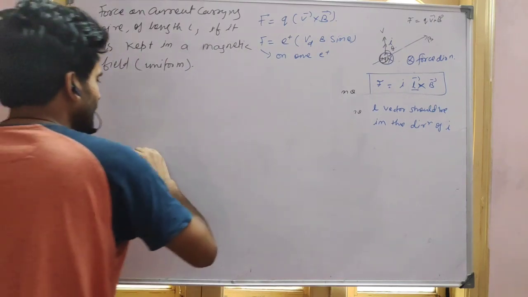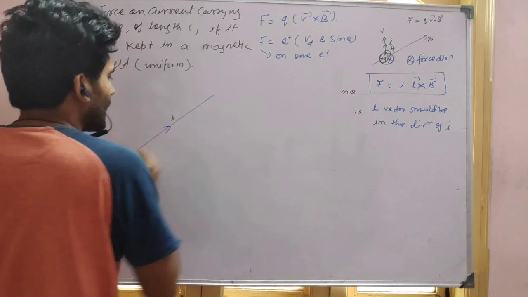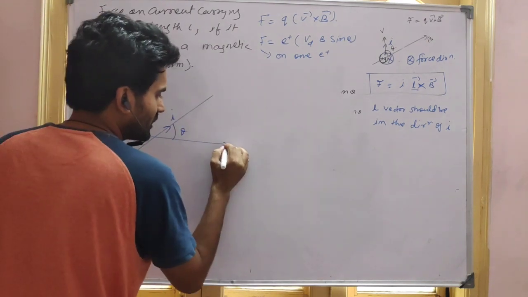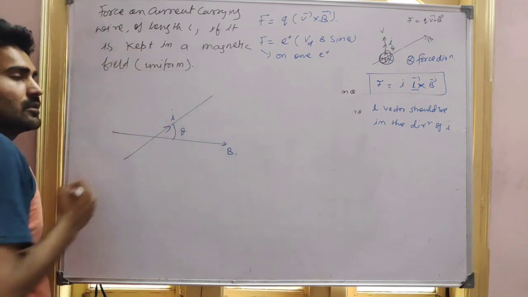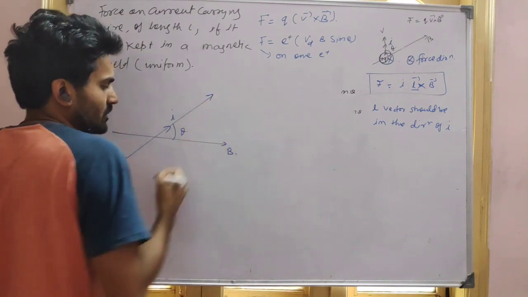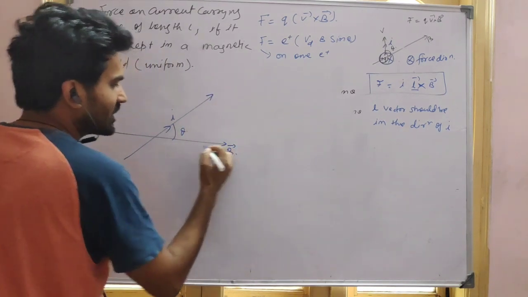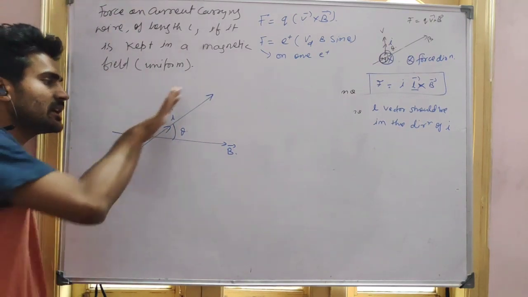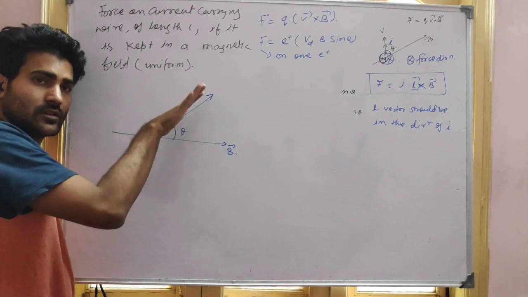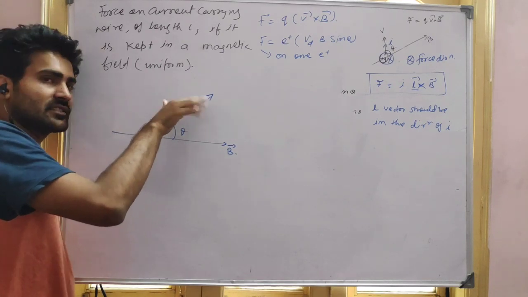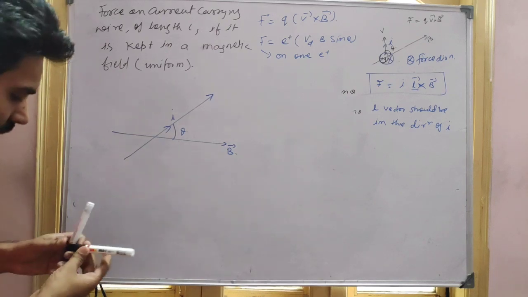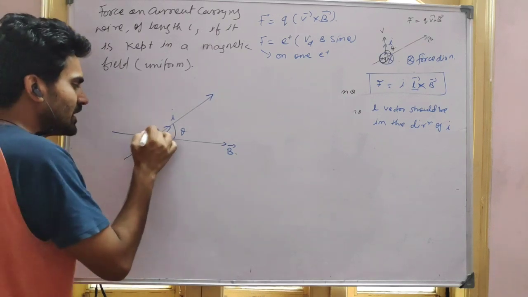Let's take a wire here. The current I is going here, and theta is the direction of the magnetic field. This is the current I. So where will be the direction of the force? Keep your palm in the direction of the current and curl your fingers in the direction of the field. So where will you get the force? The force will be inward here.